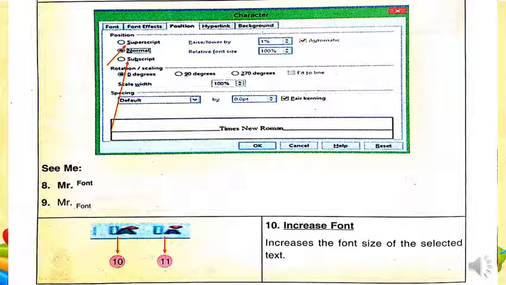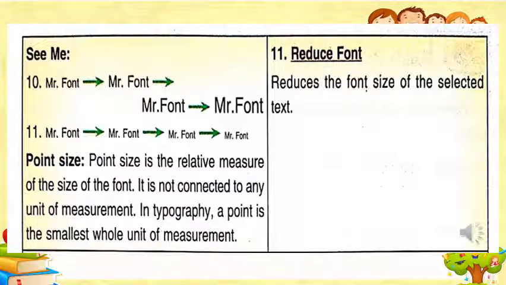Now the 10th and 11th, the increase of font and decrease of font. So let's see. The 10th is the increase of font. It increases the font size of the selected text. And the 11th reduces the font size of the selected text. Let's see the examples. The 10th example is Mr. Font. When we increase this size, it becomes like the second, and when we again increase the size, it is shown in the third option. When we again increase the size, the fourth one is our example of increasing the font size. When we reduce the size, it will decrease the font size.